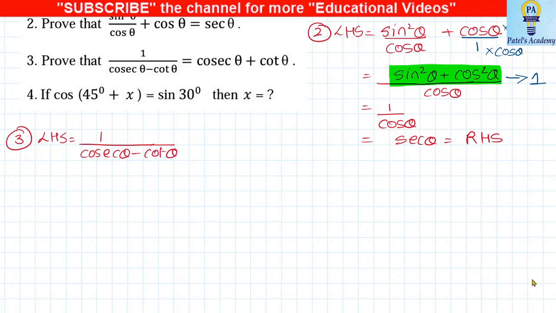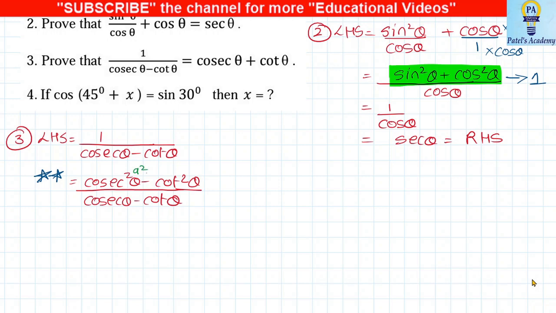Now, this step you need to understand very properly. Can I write 1 as cosec square theta minus cot square theta? Yes, this is the identity. Cosec square theta minus cot square theta is nothing but equal to 1. So instead of 1, I am writing that, and the denominator will come as it is, cosec theta minus cot theta. Now, just have a look at the numerator, students.